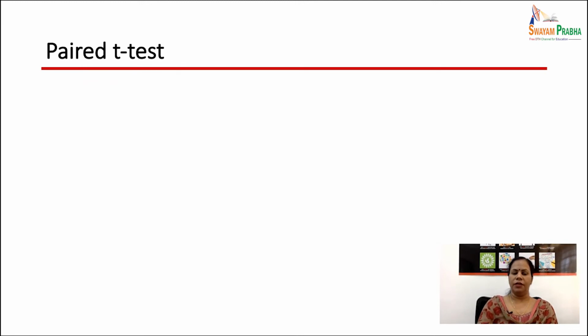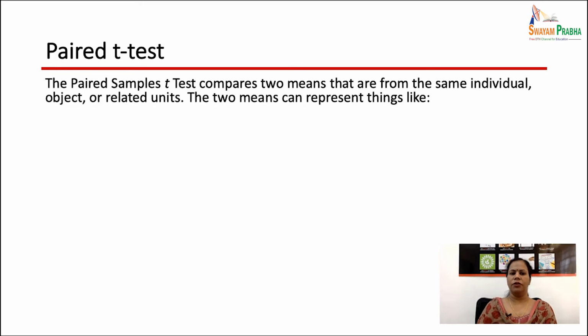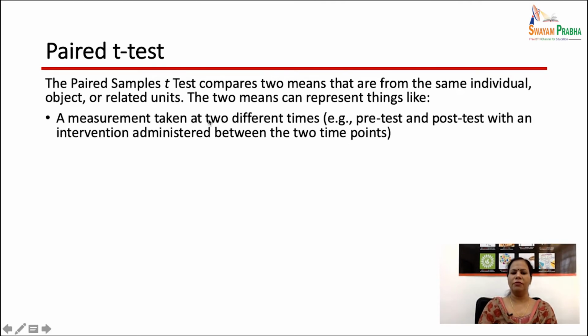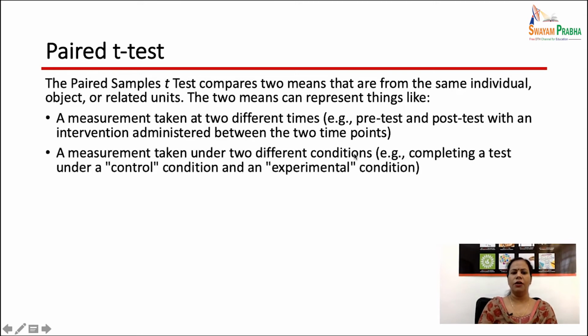Then after unpaired, let us talk about the paired t-test. I have already told you that the paired sample t-test compares two means that are from the same individual, object, or related units. You have one sample only, but you have two data sets, so you have two means, right? And you want to find out the difference between these two means, then you can go for the paired t-test. You may have measurements taken at two different times, like the example I gave earlier, pre-test and post-test with an intervention administered between the two time points. Or you may have measurements taken under two different conditions, for example, completing a test under a control condition and an experimental condition.